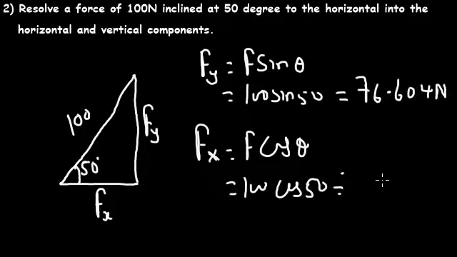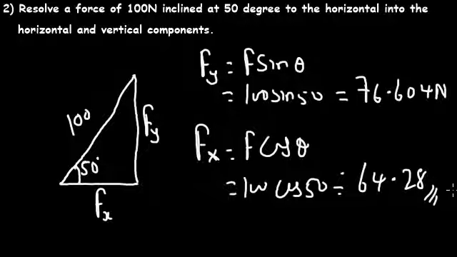And for the other one, 100 cosine 50, so I got 64.28 approximately. So that is the component of the resultant vector, both the horizontal and the vertical part. So that's how to easily resolve a vector. So kindly keep that in mind as we might be referencing it as we proceed forward.